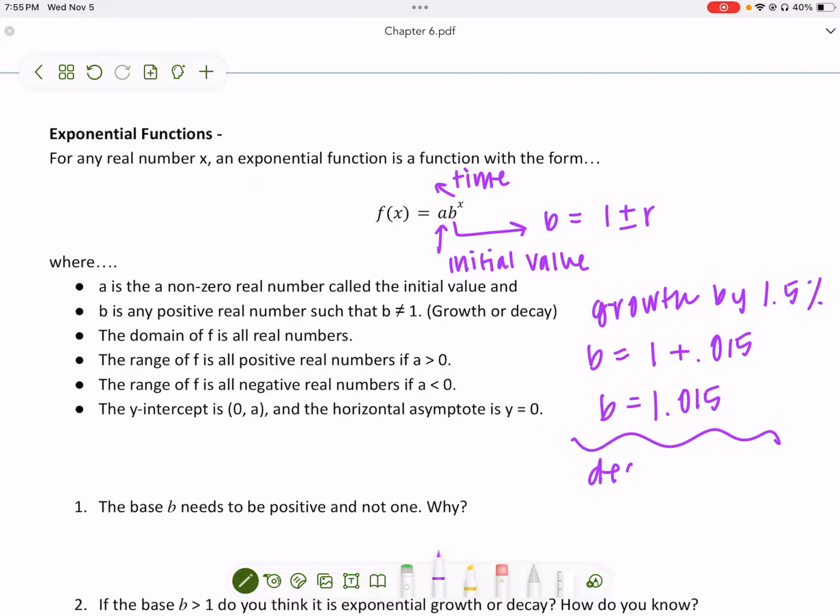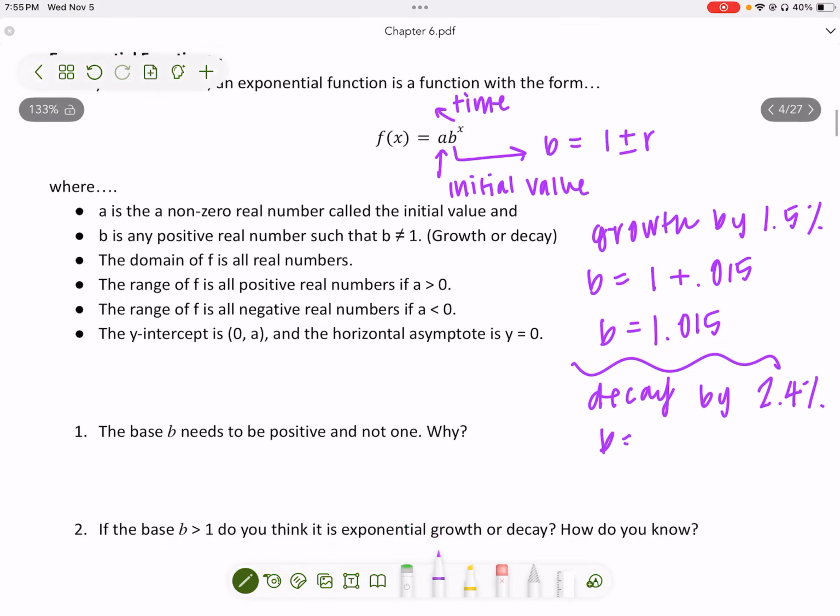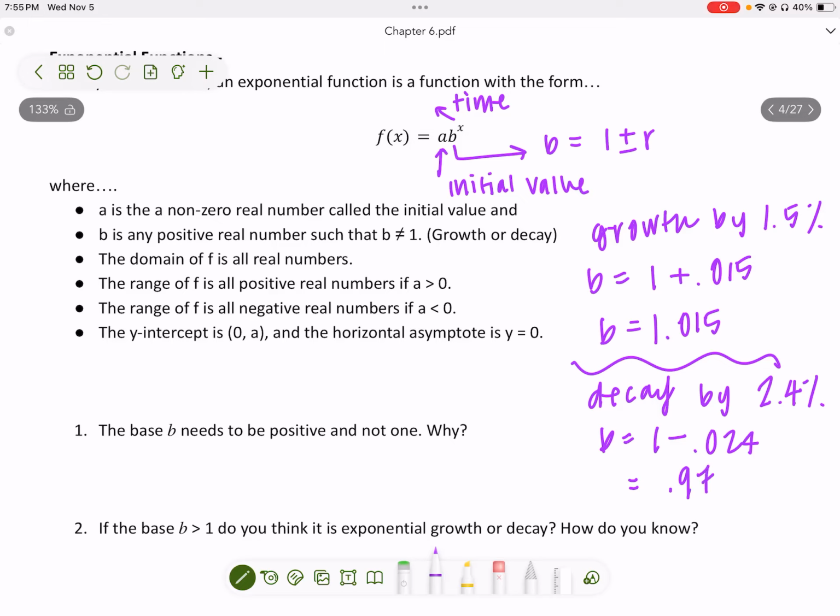If I have decay by, let's say, 2.4%, just making things up, B would be 1 minus the decimal version. And I can't do that math in my head. 1 minus 0.024 would be 0.976. So that would be your B value. Okay, that's going to be really important for the homework.